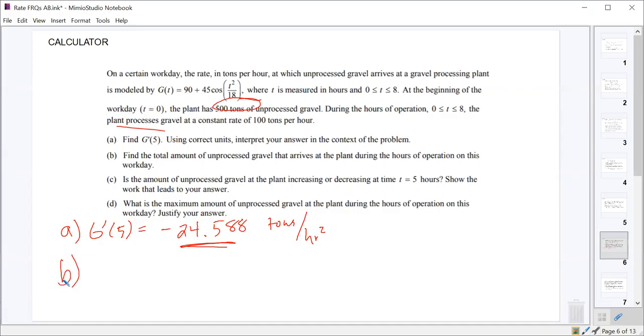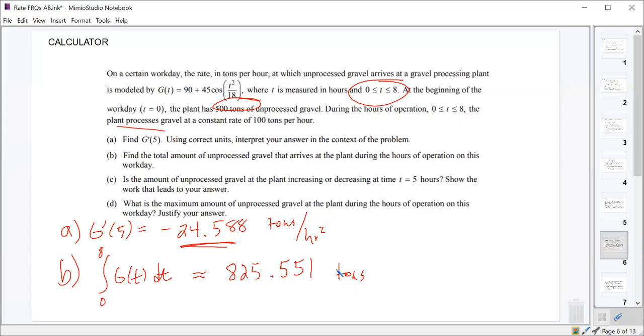All right, part B, find the total amount of unprocessed gravel that arrives at the plant during the hours of operation. The hours of operation are 0 to 8. So the amount that arrives, we don't care how much was there at the start. We don't care how much is processed. We care only about how much arrives. So that ought to be an integral from 0 to 8 of g of t dt, which is 825.511 tons. That's a lot of gravel.